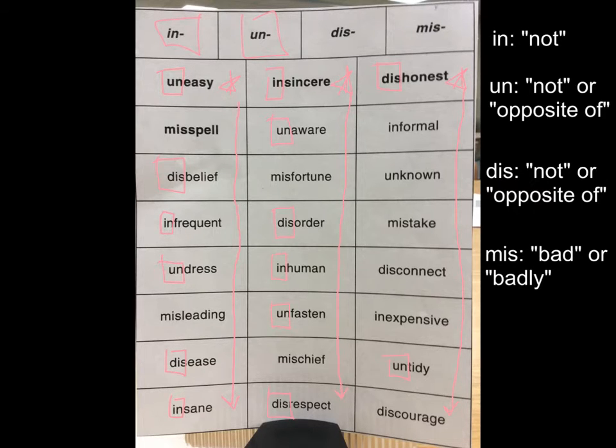And our last prefix this week is miss. Miss meaning bad or badly. So to misspell something, you're spelling something badly. Notice that misspell, the word spell has an S, so you're actually having two S's in that word, misspell. Misleading means you're leading somebody in a bad direction. Misfortune, fortune meaning luck. Misfortune meaning not having good luck or having bad luck.